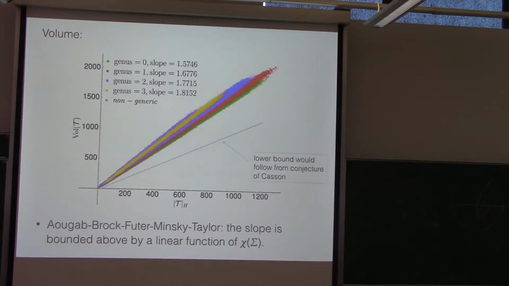There is an upper bound that exists that is a linear function of the Euler characteristic. This is Agol, Brock, Futer, Minsky, and Taylor. They have proved an absolute upper bound in terms of Euler characteristic, not anything about generic behavior. This basically means that for a fixed triangulation, T sub h divided by vol T is absolutely bounded in terms of the Euler characteristic of the surface.